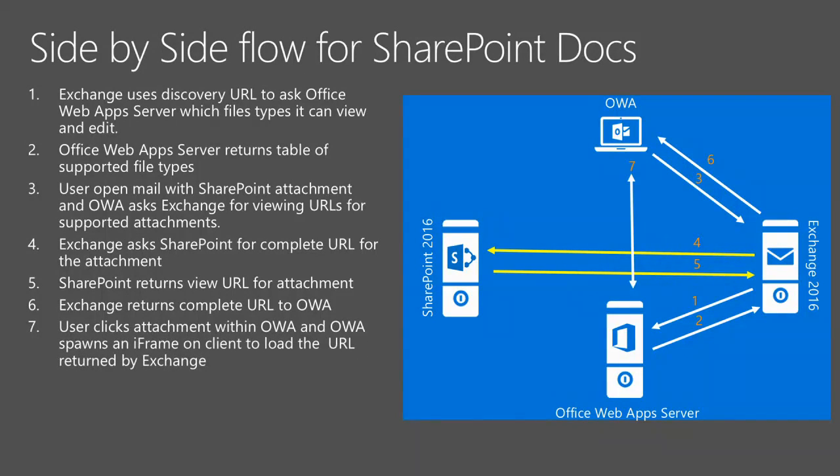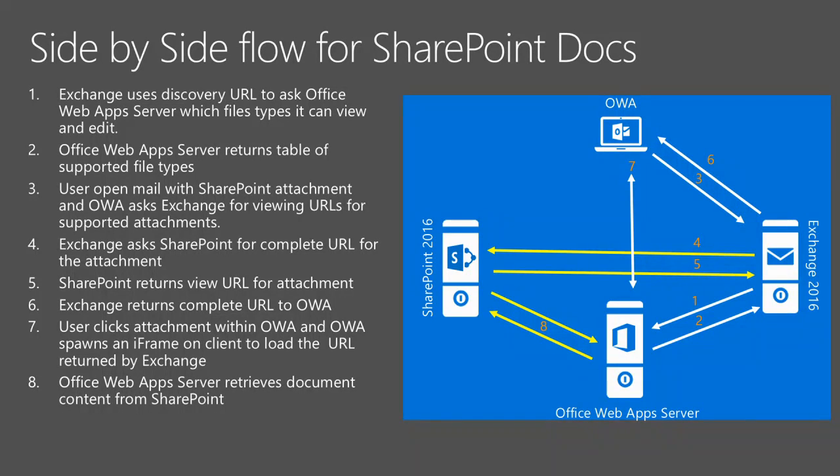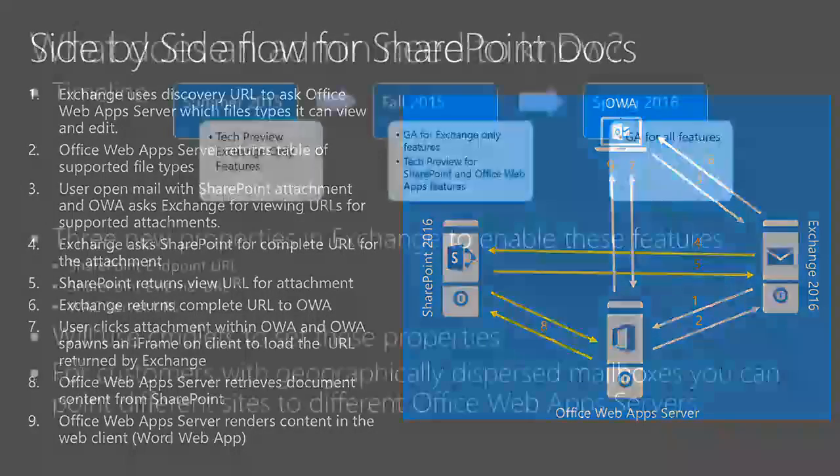When a user clicks on that attachment, it does the same thing where it goes and starts loading the web app inside that iframe. But instead of the transaction going between the Exchange store and the Office Web App Server, it goes between SharePoint and the Office Web App Server. And then it gets rendered in whatever client that it is. So a Word web app is an example of this.